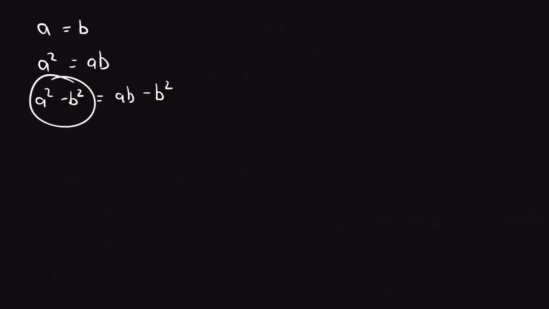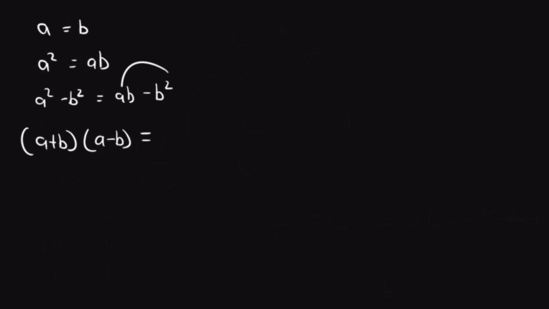So you can notice on the left hand side, this is just a difference of squares. So we could rewrite this as a plus b times a minus b. And on the right hand side, you can see there's a common factor of b. So we could factor out a b and we have b times a minus b.